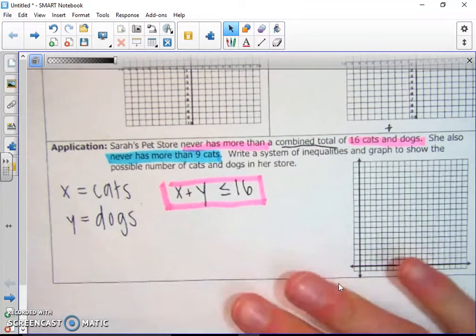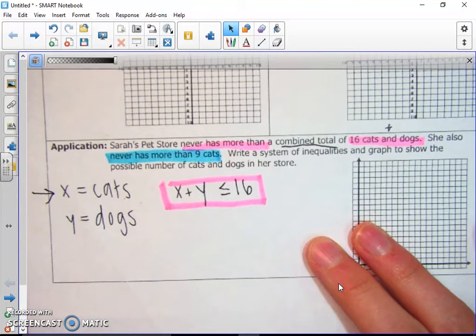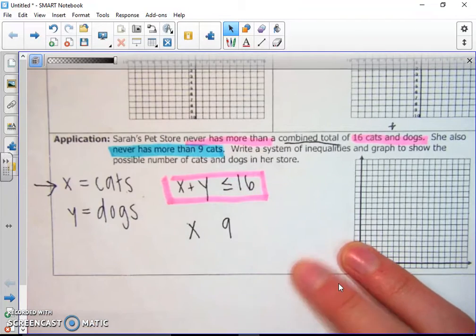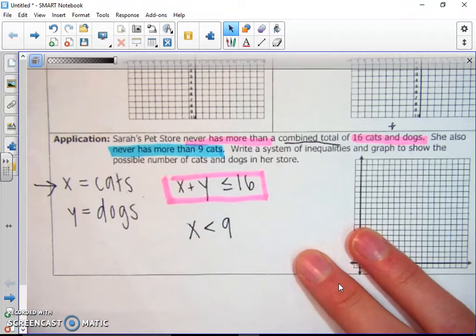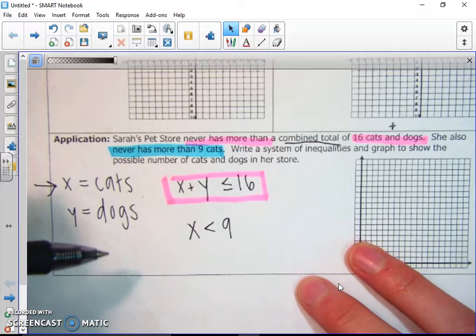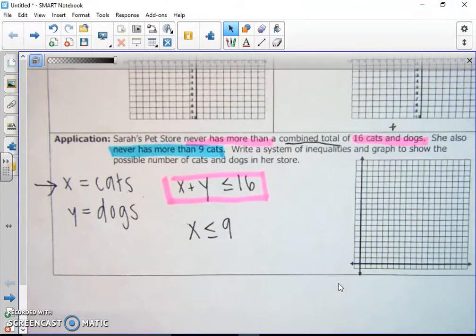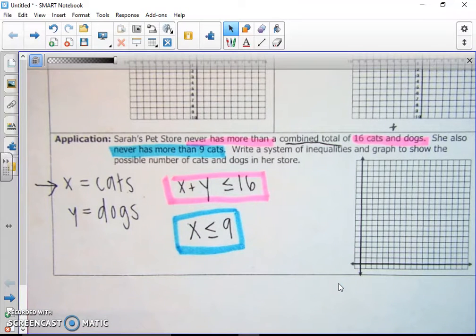Then they also say she never has more than 9 cats. So since we're talking about cats, this one's just going to be an X inequality. She never has more than 9 cats. So it's not X is greater than 9, it's less than 9. Could she have exactly 9 cats and that be true? Yeah, because she could have 9, she just can't have more than that. So X is less than or equal to 9.